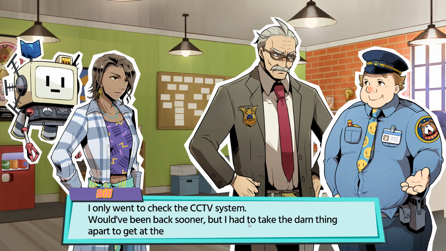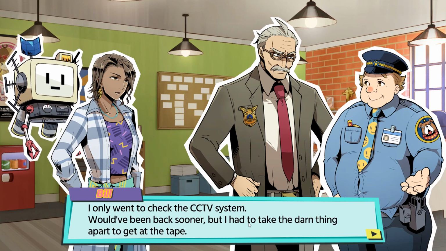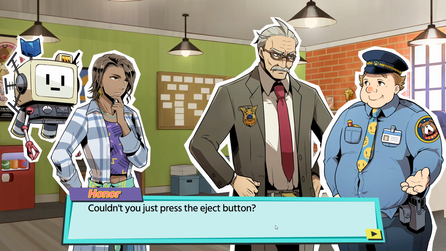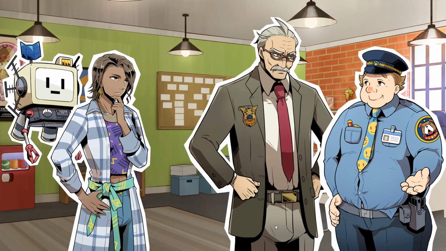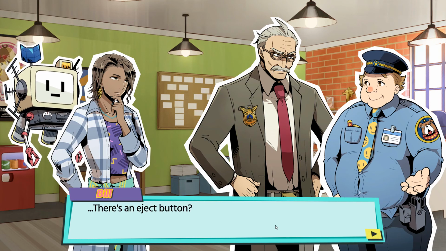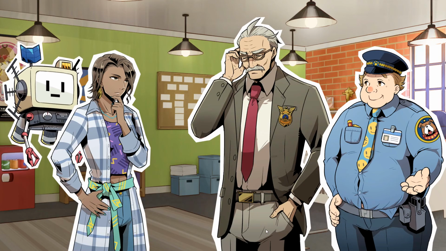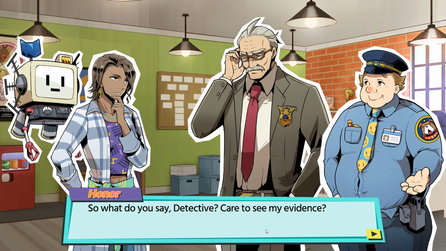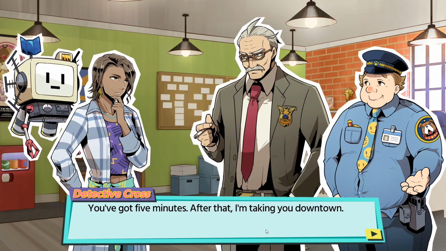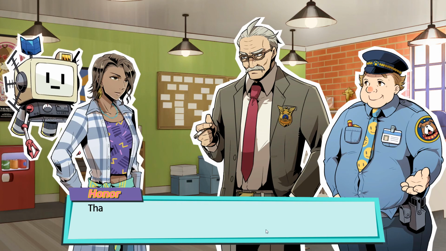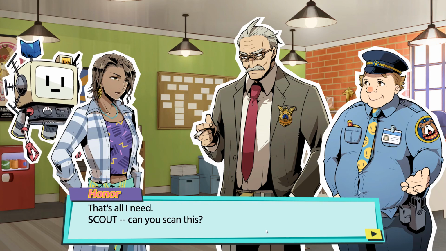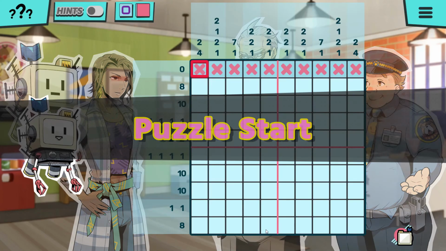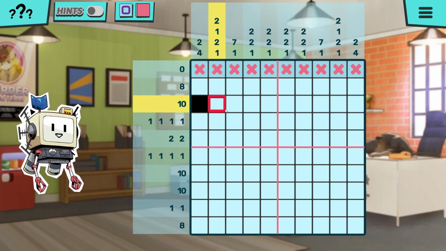I only went to check the CCTV system. Would have been back sooner, but I had to take the darn thing apart to get at the tape. Couldn't you just press the eject button? There's an eject button? So what do you say, Detective? Care to see my evidence? You've got 5 minutes. After that, I'm taking you downtown. That's all I need. Scout, can you scan this? Yep. I'm not surprised.